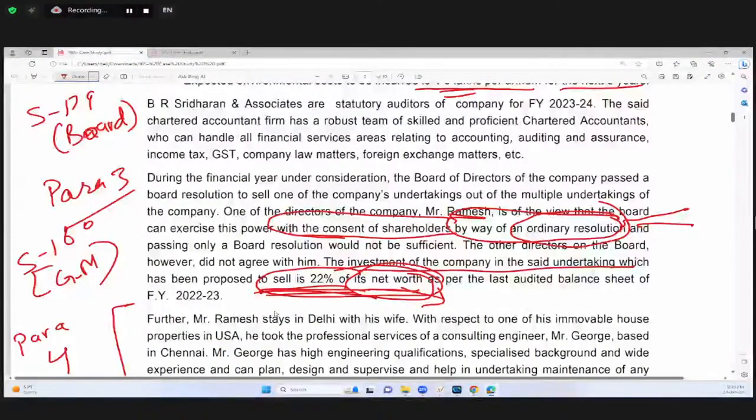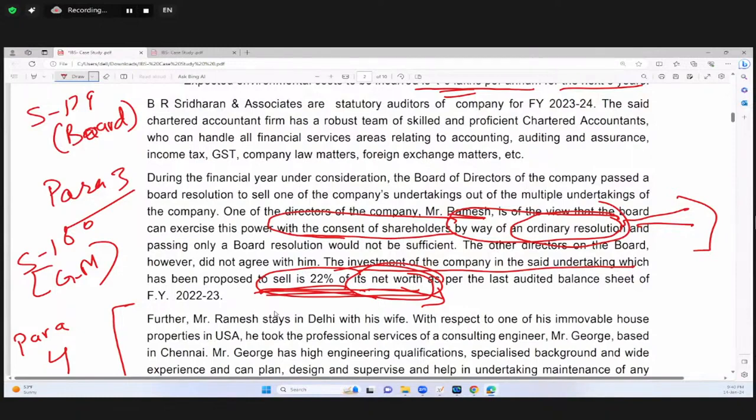If we are about to pass a special resolution, we have to mention in that notice that we are passing a special resolution, and along with it we have to give an explanatory statement, with the reasons why we are passing this special resolution and the purpose behind it. So we have seen the difference between ordinary resolution and special resolution.